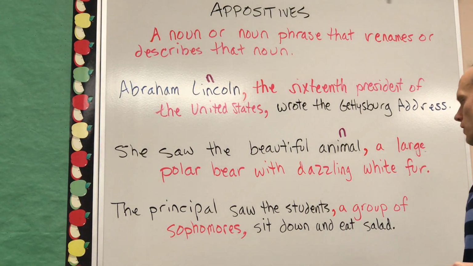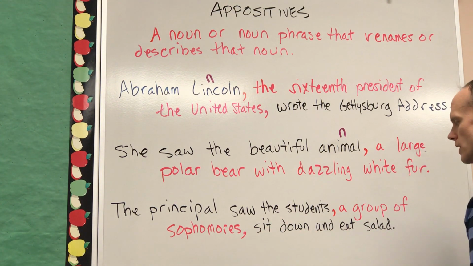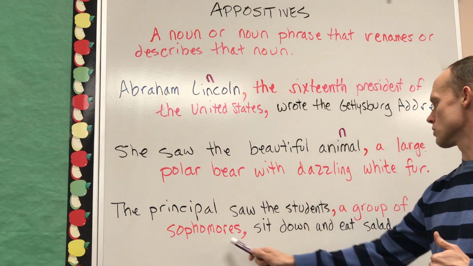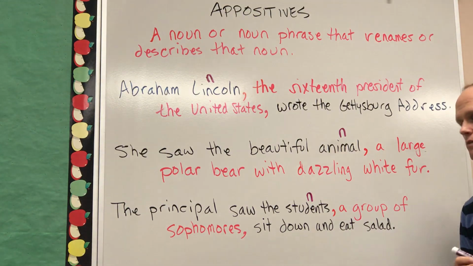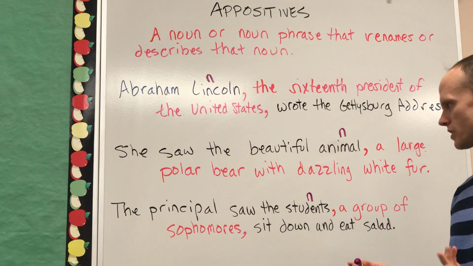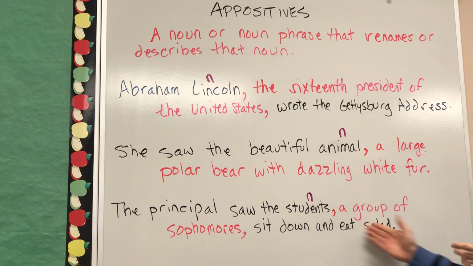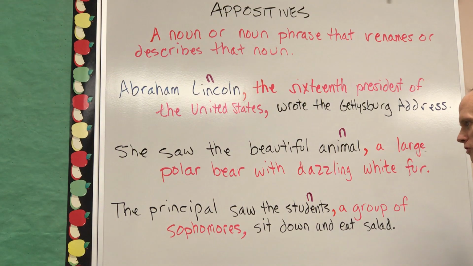The principal saw the students, comma, a group of sophomores, comma, sit down and eat salad. The appositive is a group of sophomores. It's describing the noun students. It's giving more detail. It's more precise. Okay? So good job, students. You're eating salad. Way to be healthy. Woohoo. Let's check myself right here.